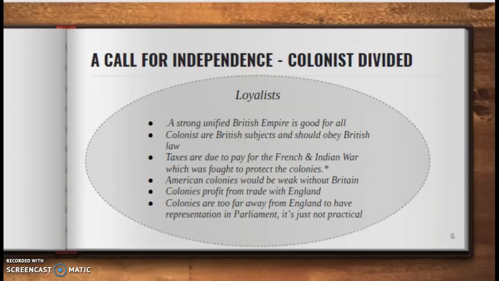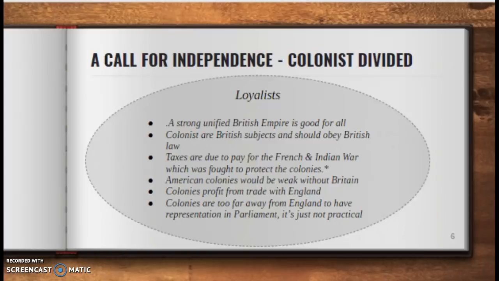On the other side, we have loyalists who believed in a strong, unified British Empire, and they believed that was good for everyone. Colonists that were loyalists believed that British subjects should obey British law, and that colonists were thus considered British subjects. So regardless of whether you liked the law or not, or felt represented or not, loyalists believed colonists were subject to this rule regardless.